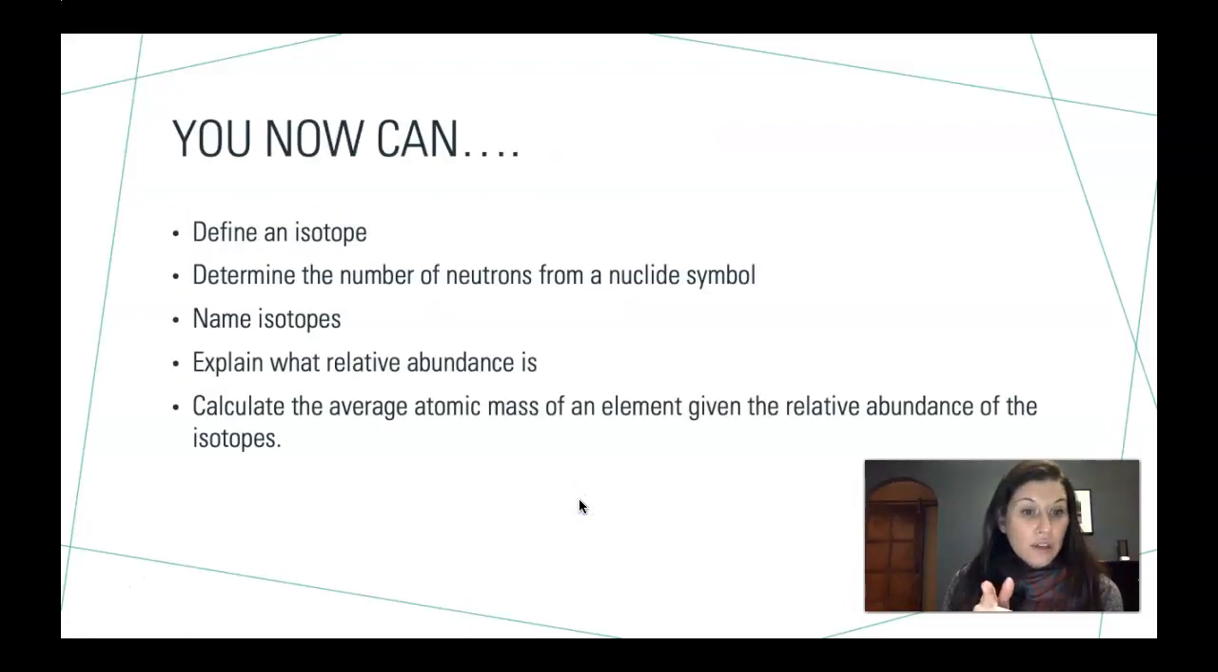Okay, so do that third problem on your own, and now you are able to define what an isotope is, determine your number of neutrons from a nuclide symbol, name isotopes, explain what relative abundance is, and you now know how to calculate the average atomic mass given the relative abundance. So now you know why all those masses on the periodic table are decimals. All right, rewatch this video if you missed anything, and reach out to your teacher with questions.